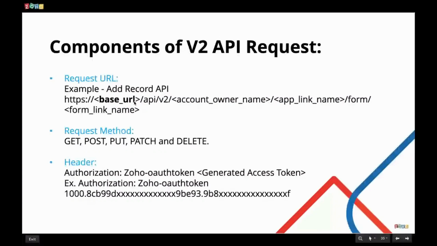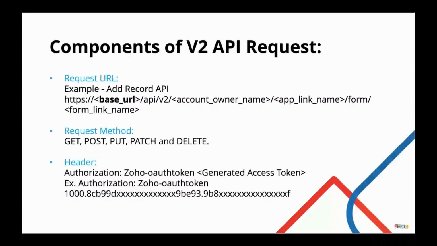Next, the request method. If you're going to push data to a third-party service, in that case, you need to utilize the POST method. Likewise, if you're trying to retrieve data from Zoho Creator, in that case, you need to use the GET method. So make sure you use the right type of method to create the API calls.